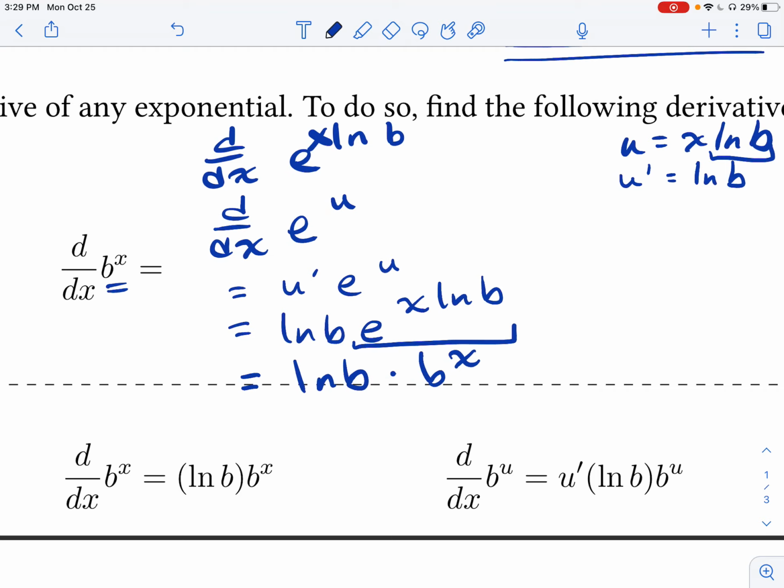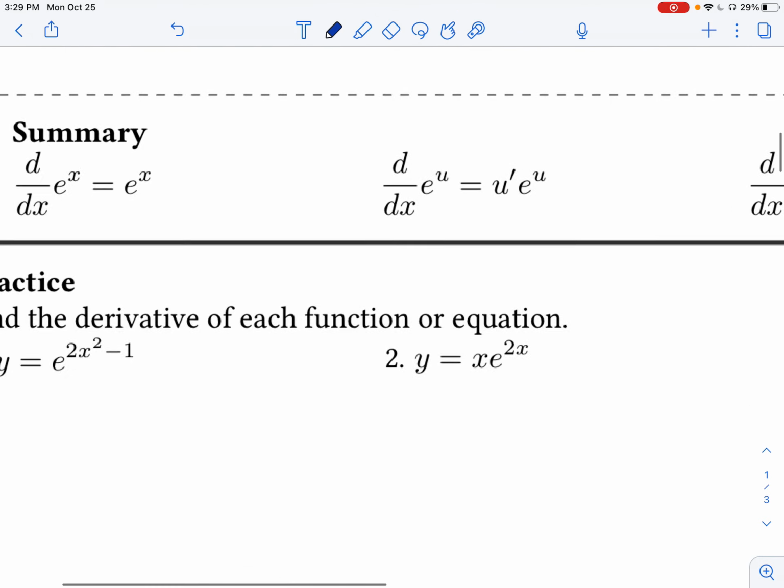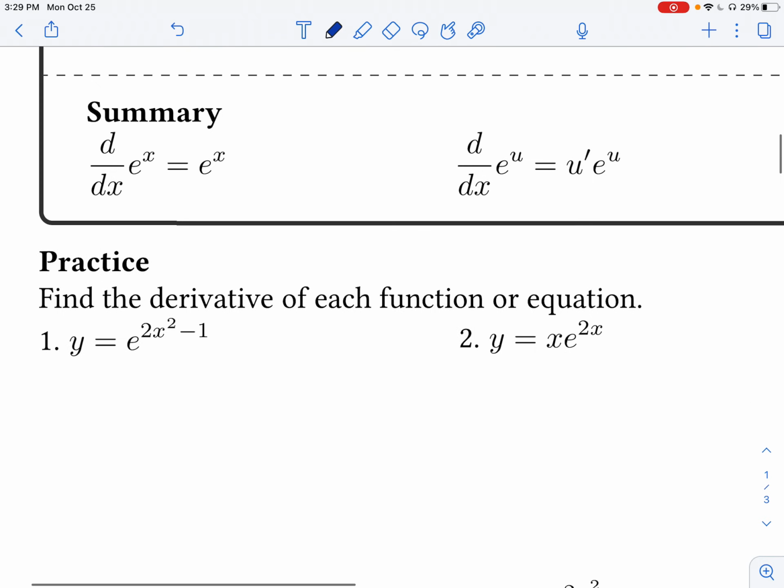And of course, there's a chain rule version of this, where if we're raising our base to some function, which we can call u, then we just need to remember to multiply by u prime there as well. Okay, so let's try a couple of practice problems with this. Let's take a look at numbers 1 and 2 here, where we're going to find the derivative of these functions. Well, the first one is base e, so this would be us leveraging this rule here.